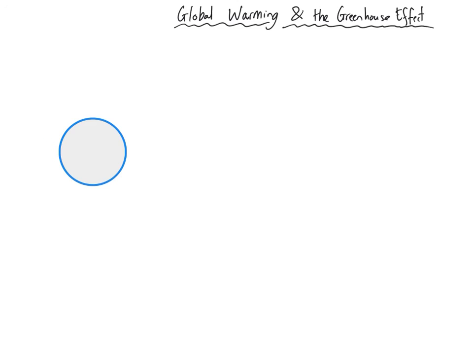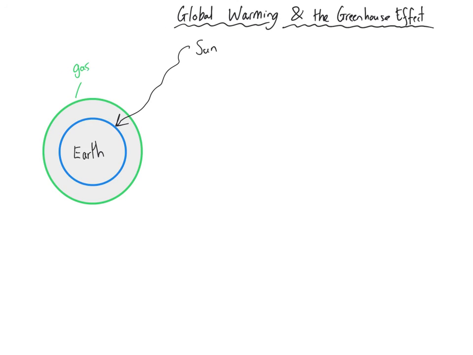Moving on now to take a look at global warming and the greenhouse effect. If this circle on the left-hand side represents the Earth, it gets warmed up by heat radiation that travels from the Sun. Now, the visible radiation from the Sun is able to penetrate the gases in the atmosphere, and that's what we've got here, the gases in the atmosphere.